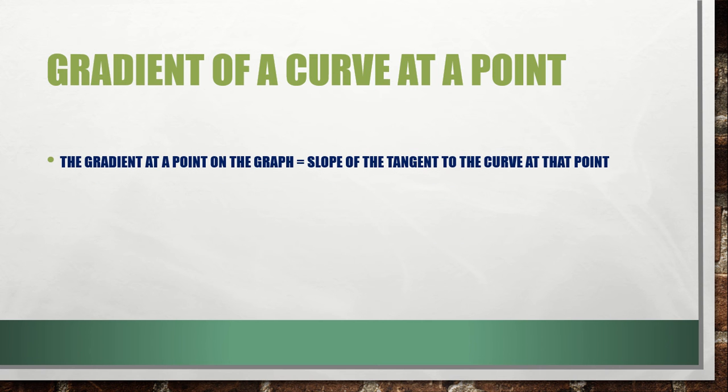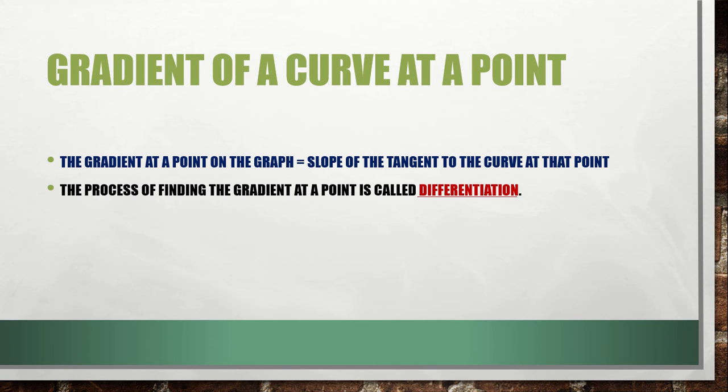The gradient at a point on the graph is equal to what we know as the slope of the tangent to the curve at that point. The process of finding the gradient at a point is called differentiation. That's something you need to note. For any polynomial, d over dx of (ax to the power n) is equal to n a x to the power n minus 1.